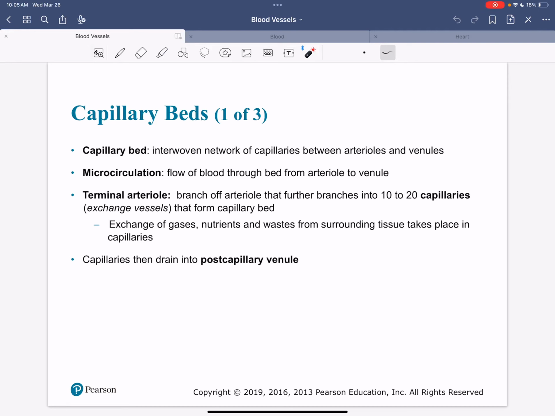In this video, we're going to have a look at capillary beds, how they work and their structure. So let's get to it. Capillary beds really are this network of capillaries that connect arterioles and venules.